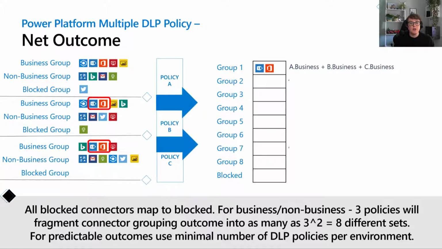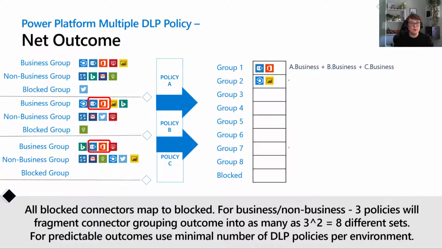If I look at the business group in all of these policies, I can see that they only have SharePoint and Office 365 in common. They don't have any other connectors in common. So SharePoint and Office 365 can be used together in an application.